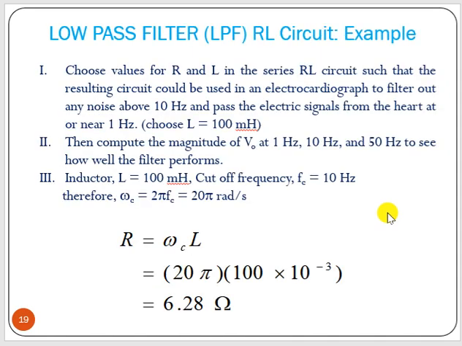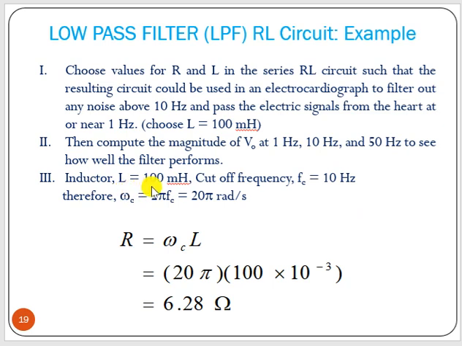As an example, choose values of R and L in a series RL circuit such that the resulting circuit could be used in an electrocardiograph to filter out the noise above 10 Hz and pass the electric signal from the heart at or near 1 Hz. Choose L equal to 100 millihenry. Then compute the magnitude of V0 at 1 Hz, 10 Hz and 50 Hz to see the filter performance.